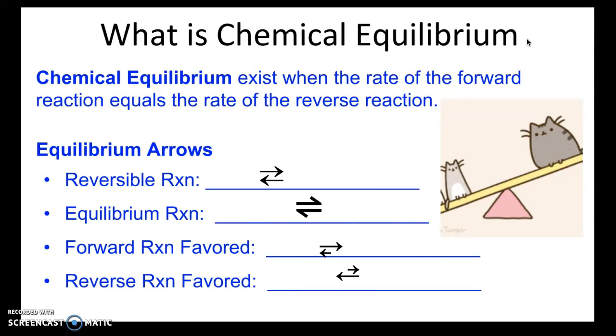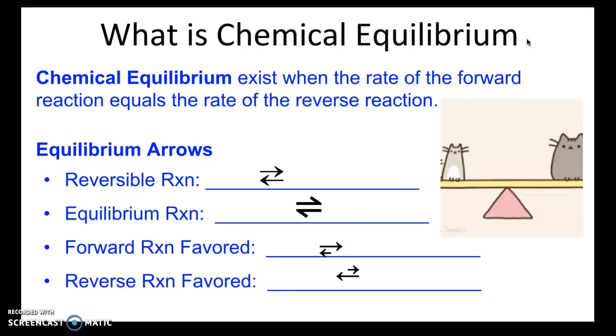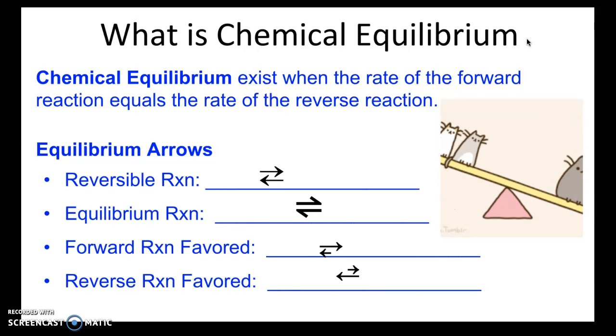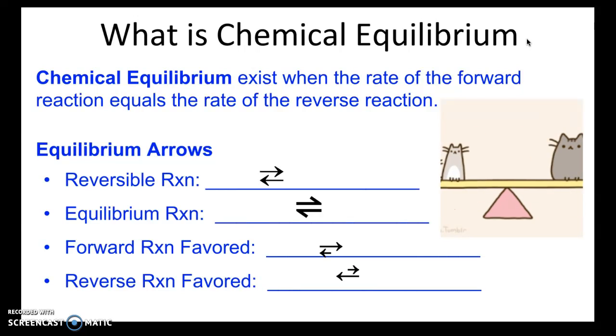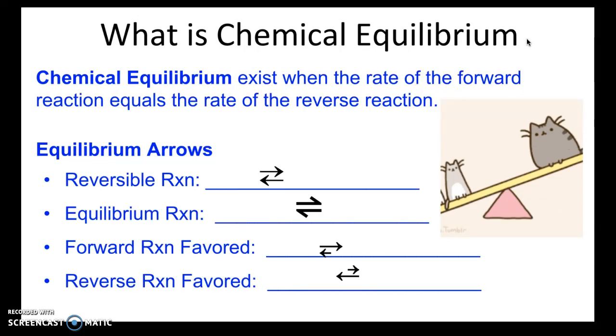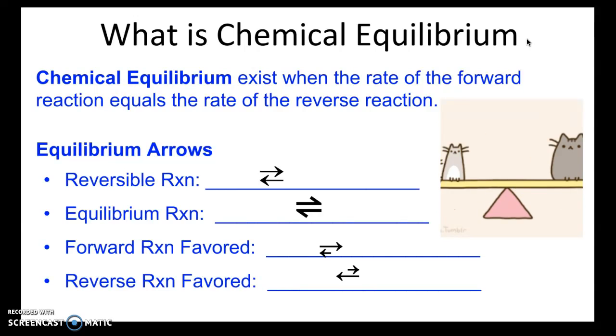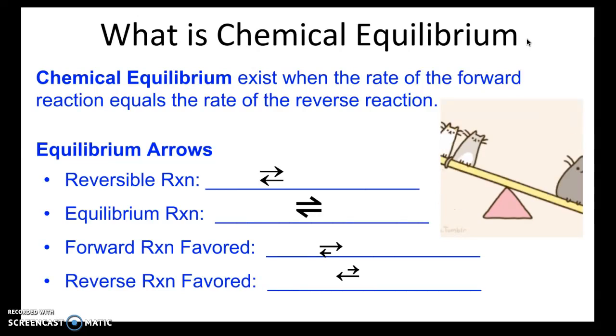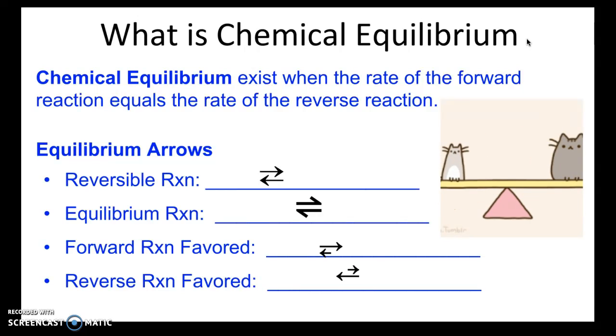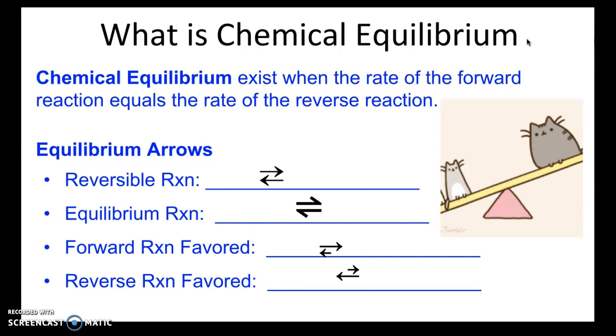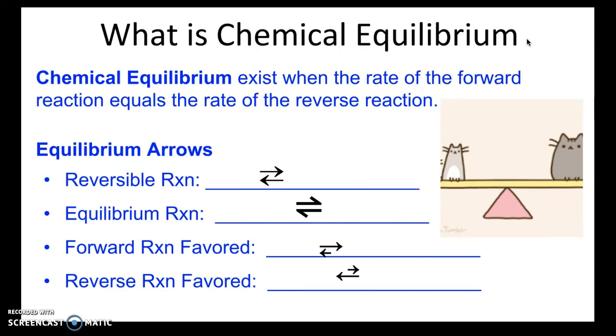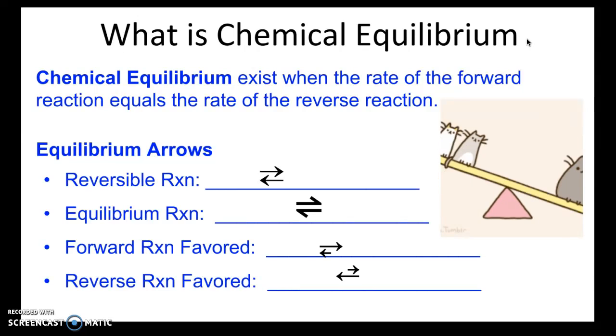On the flip side, if the reverse reaction is favored, that arrow going in reverse, from products to reactants, that bottom arrow is going to be longer. And that's an important clue that you want to pick up on when solving problems. So just to give you an idea of what you'll be seeing in this unit.